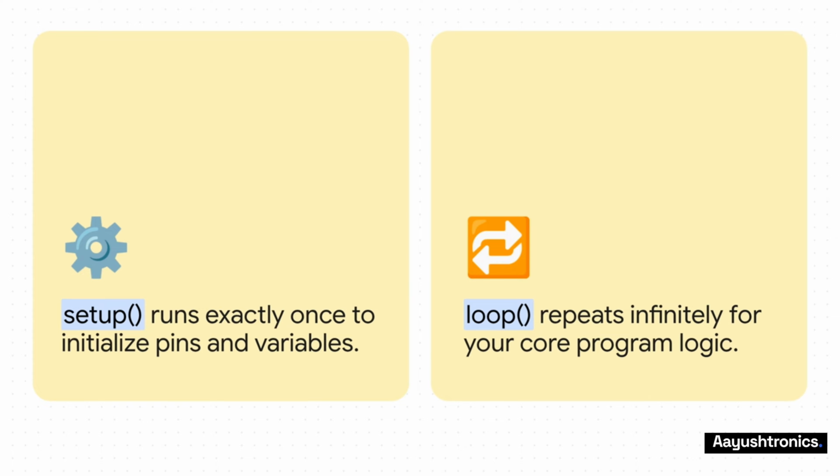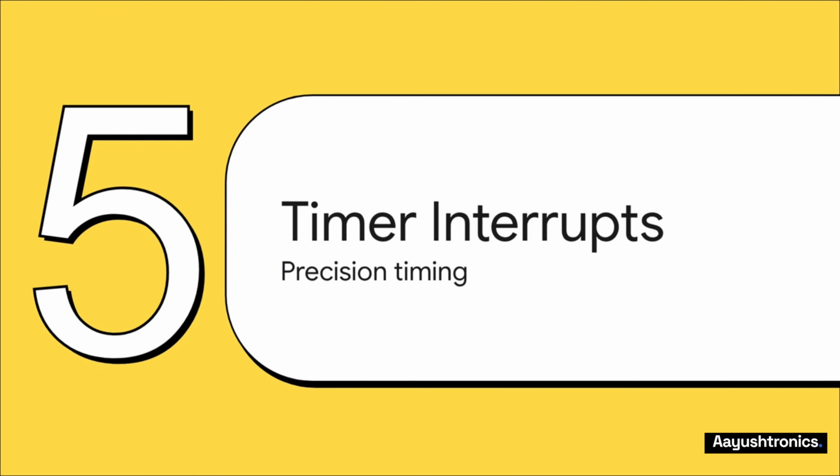Just like the name implies, this block of code runs from top to bottom, and when it hits the end, it immediately snaps back to the beginning, repeating infinitely. This right here is where the core logic of your project lives, whether that's checking a button state or updating a display screen.